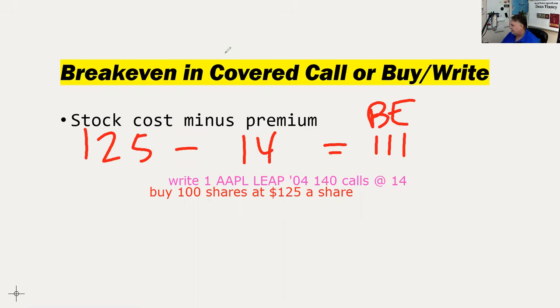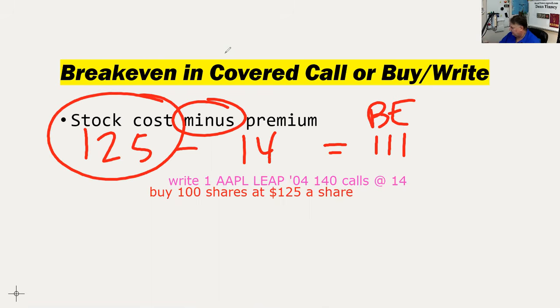Now this is the one time and the one time only that I have a call and I'm actually minusing to get the break even, because this is not an option position. This is a stock position. So that's kind of important. This is the one time only we have a call. This is what's dominating, that stock right there.